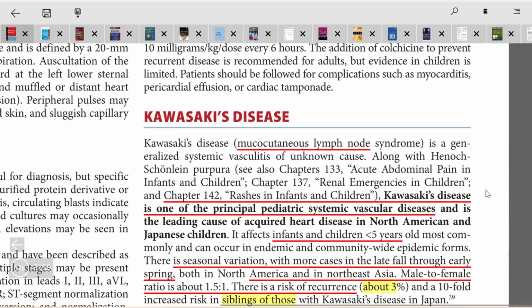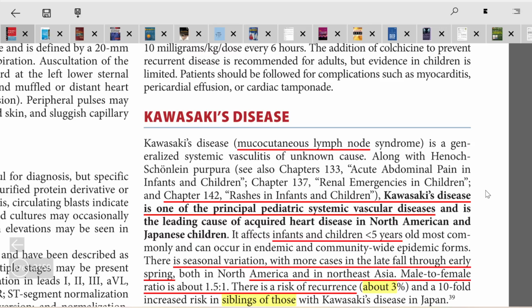Kawasaki's disease is also termed mucocutaneous lymph node syndrome. It is a generalized systemic vasculitis of unknown cause, along with Henoch-Schönlein purpura. Kawasaki's disease is one of the principal pediatric systemic vascular diseases and is the leading cause of acquired heart disease in North American and Japanese children.